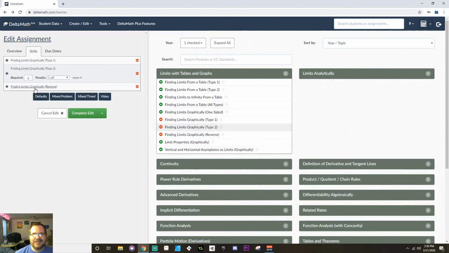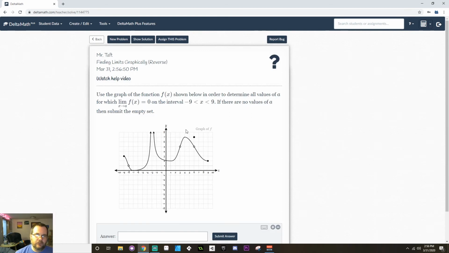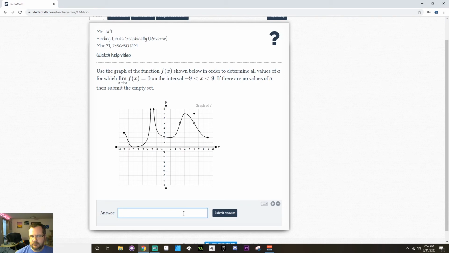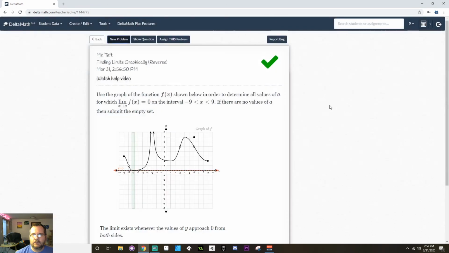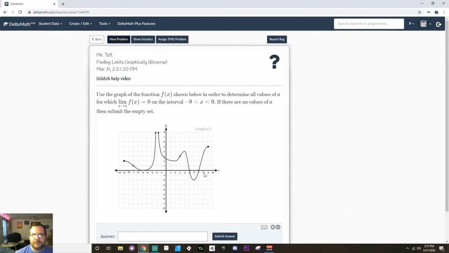And then the last kind of problem that'll be showing up on this is, in this case, you're given a graph and you want to find all values of a for which the limit as x approaches a is equal to 0. So the function is approaching 0 as x approaches negative 7. And that's it, just negative 7 in this case. Submit the answer. Yes.